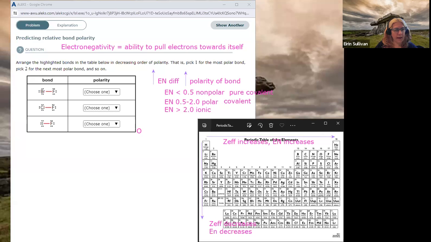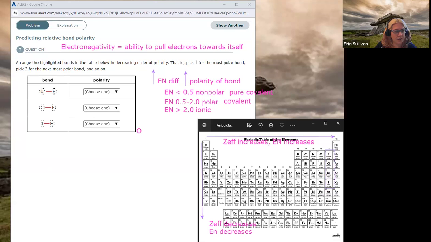Okay, so for picking relative bond polarity, hopefully we can all agree that these are going to be polar covalent bonds because they're between fluorine and chlorine, fluorine and iodine, fluorine and bromine. So you're just looking for the biggest electronegativity difference. So the biggest difference is going to be between fluorine and iodine. So I would say that that is the most polar.